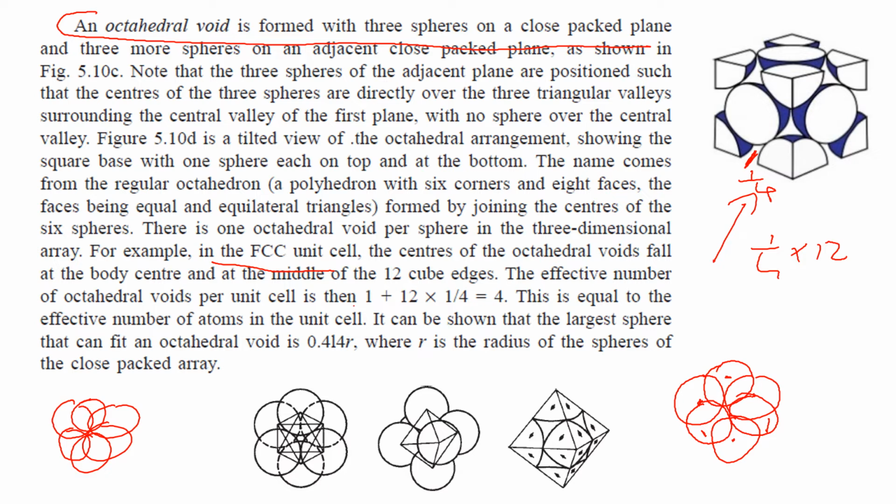And there is one at the center of the body. So 1 plus 12 times 1/4. So totally 4 octahedral voids are there in one unit cell of FCC. This is actually equal to the effective number of atoms in the unit cell. The effective number of atoms in an FCC is also 4.